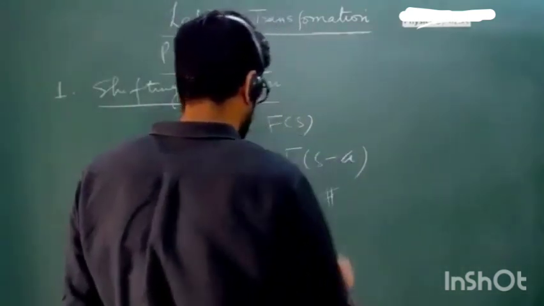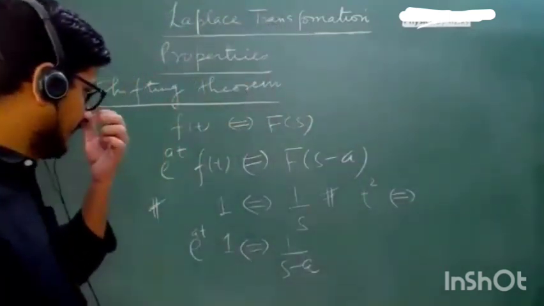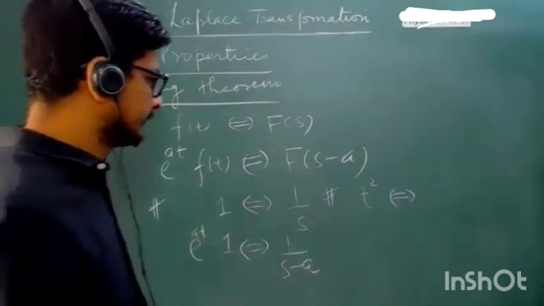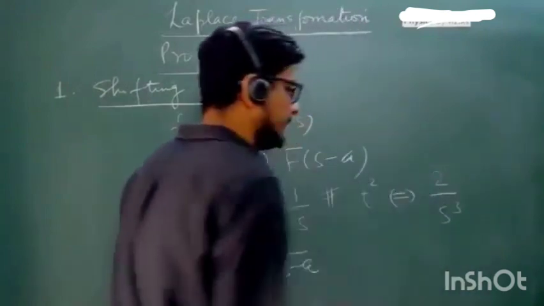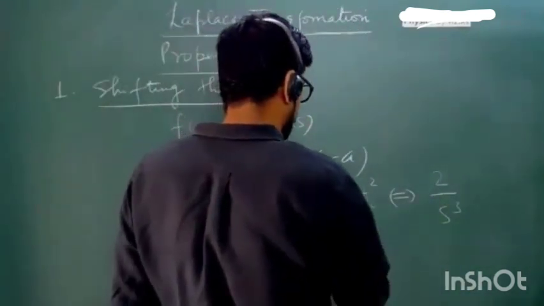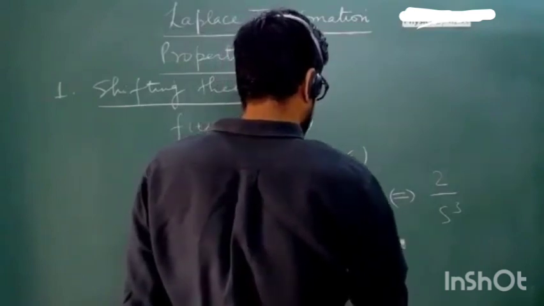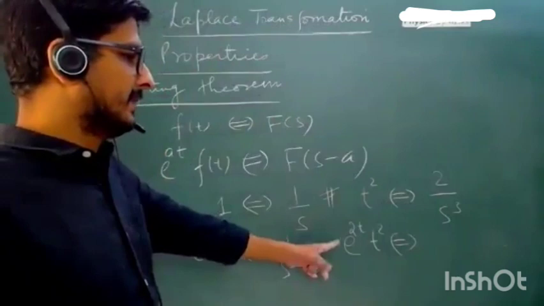Like another one, t square. Laplace of t square is 2 upon s cube, 2 by s cube. Now Laplace of e to the power 2t times t square. So this e to the power at is multiplied.